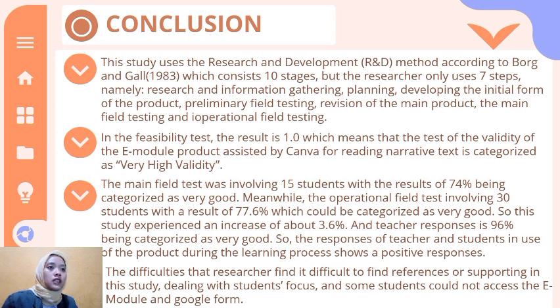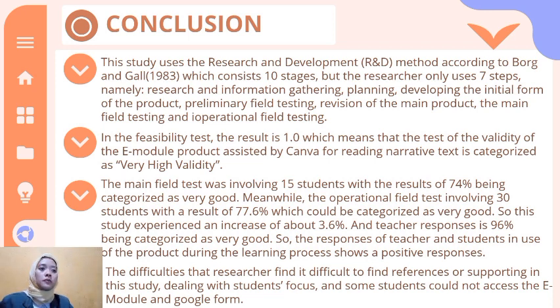Second, in the feasibility test, the result is 1.0, which means that the test of the validity of the e-module product assisted by Canva for reading narrative text is categorized as very high validity.